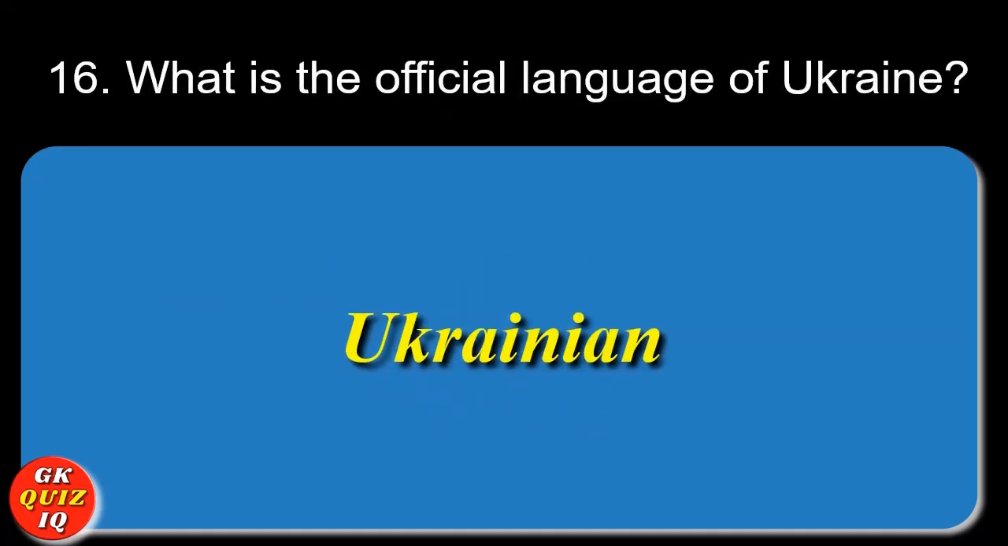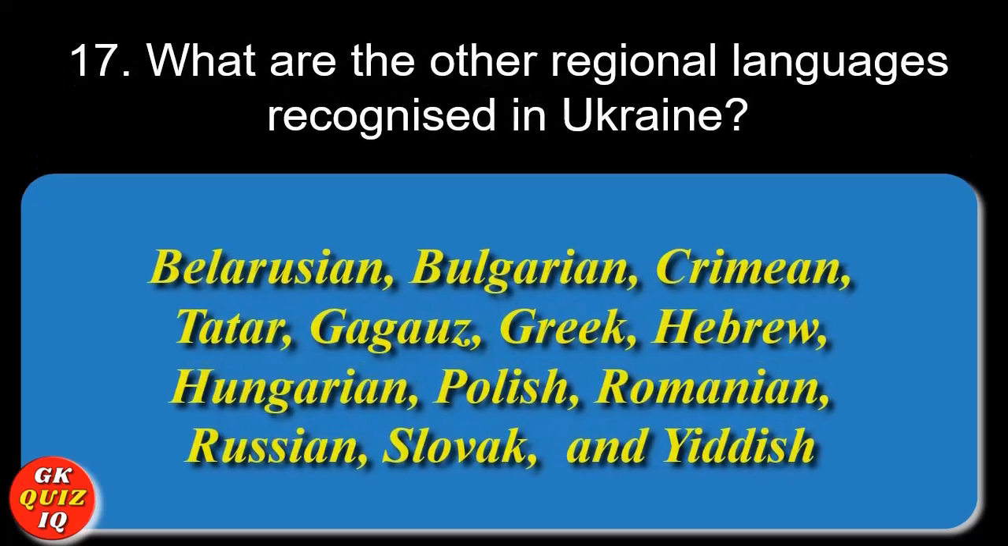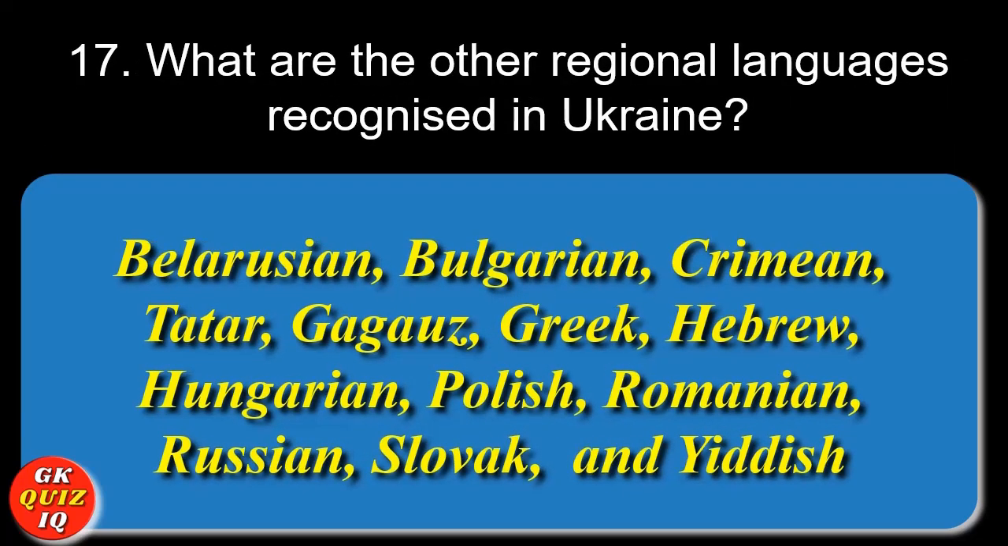What is the official language of Ukraine? Ukrainian. What are the other regional languages recognized in Ukraine? Belarusian, Bulgarian, Crimean Tatar, Gagauz, Greek, Hebrew, Hungarian, Polish, Romanian, Russian, Slovak, and Yiddish.